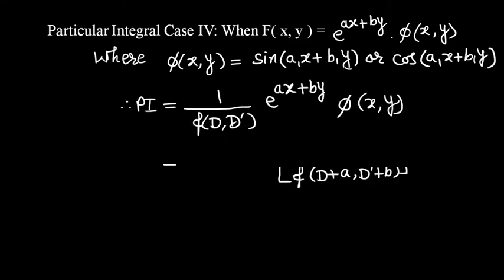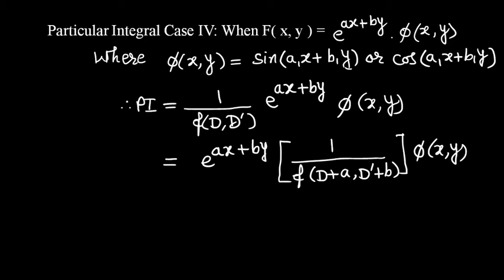Here this is the formula for PI. Then substitute, we write down e to the power ax plus by outside, and then D is replaced by D plus a and D dash is replaced by D dash plus b, and here phi of xy. Simplify the terms, and then here phi of xy is a sine or cos function of xy.